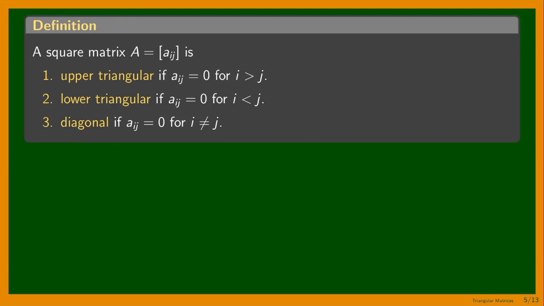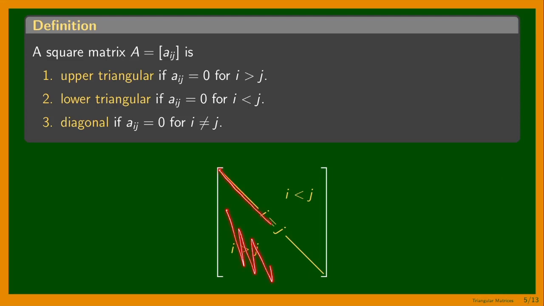Now, to further understand this definition, I've drawn this illustration for you. If you have this square matrix A, the entries that fall within this diagonal line are those entries whose row number and column number coincide. So, for example, this is the 1,1 entry, this is the 2,2 entry, 3,3 entry, and so on, right? If the row number is bigger than the column number, that is i is greater than j, you can find the entry below this diagonal line. If the row number is less than the column number, you can find the entry above this diagonal line.